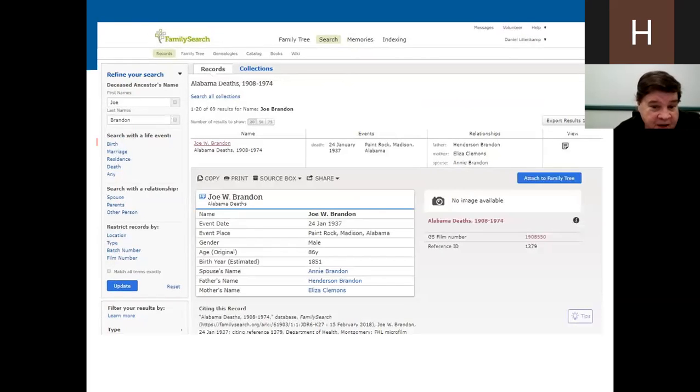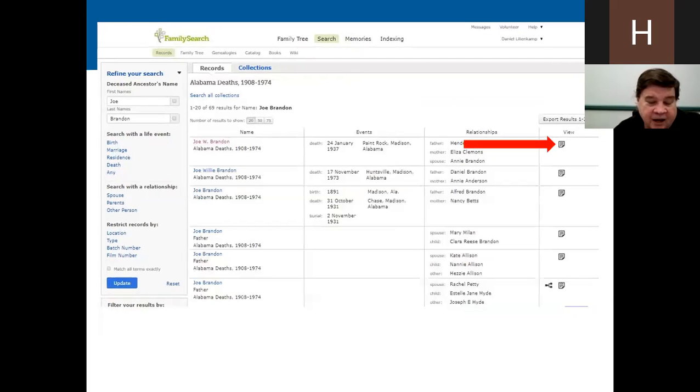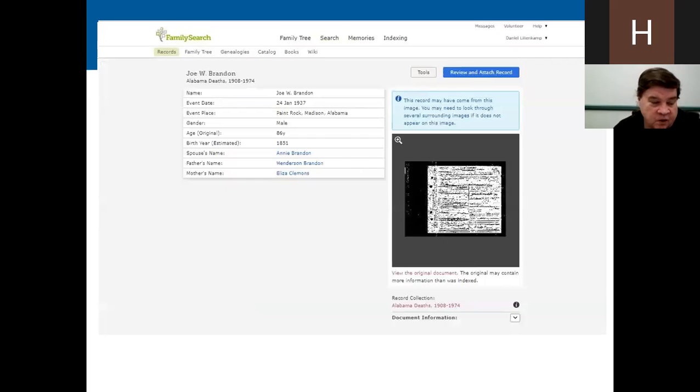Well, it's going to take me to this page that's got the information from the death certificate, but it doesn't have a copy of the death certificate. In fact, if you look there to the right, it says no image is available. So we're stuck looking at that, or are we? Well, it turns out there's this other little thing over here that says view. So what happens if I click that? Well, I get the same information, but this time it's got an image with it.